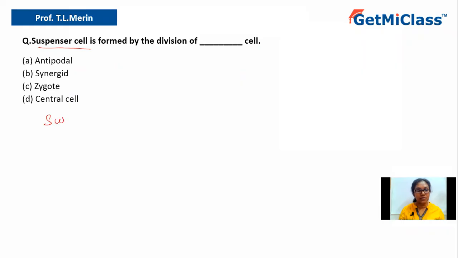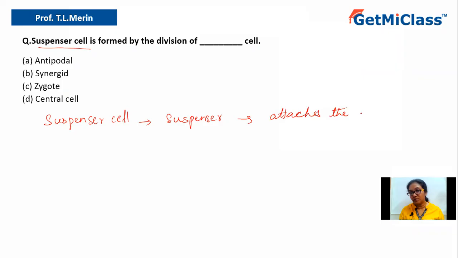So first of all, what is suspensor cell? This is the cell which will actually give rise to suspensor, a structure called suspensor. This happens within the embryo sac, and this suspensor will attach the embryo to the embryo sac. Okay, it attaches the developing embryo, we are talking about the embryo, to the embryo sac.